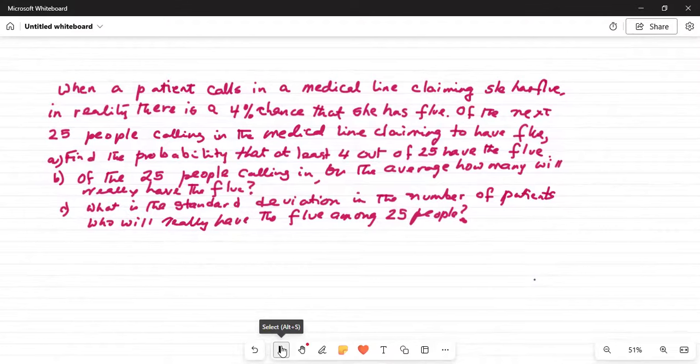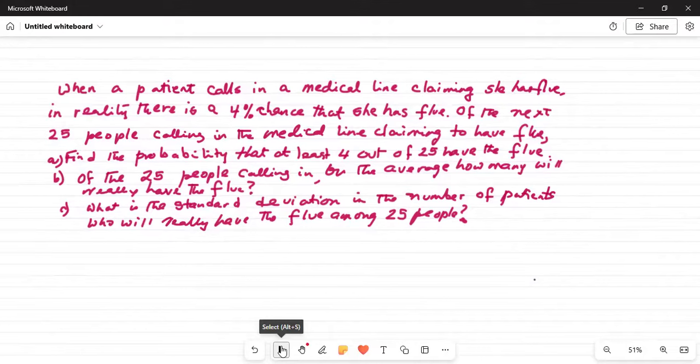When a patient calls in a medical line claiming she has flu, in reality there is a 4% chance that she has flu. Of the next 25 people calling in the medical line claiming to have flu, part A, find the probability that at least 4 out of 25 have the flu.